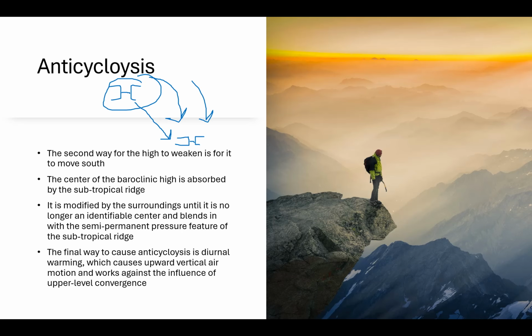And then the final way to cause anticyclolysis is diurnal warming, believe it or not. During the daytime with the sun out, specifically in late winter, early spring, even into the early fall season, the ground can still be fairly warm during the day, and that is going to result in killing that baroclinic high. It's going to weaken, and you'll notice the barometric pressure get lower and lower. That's going to cause upward vertical motion. Whenever you have a warming surface, the air is going to want to rise and works against the influence of the upper level converging air.